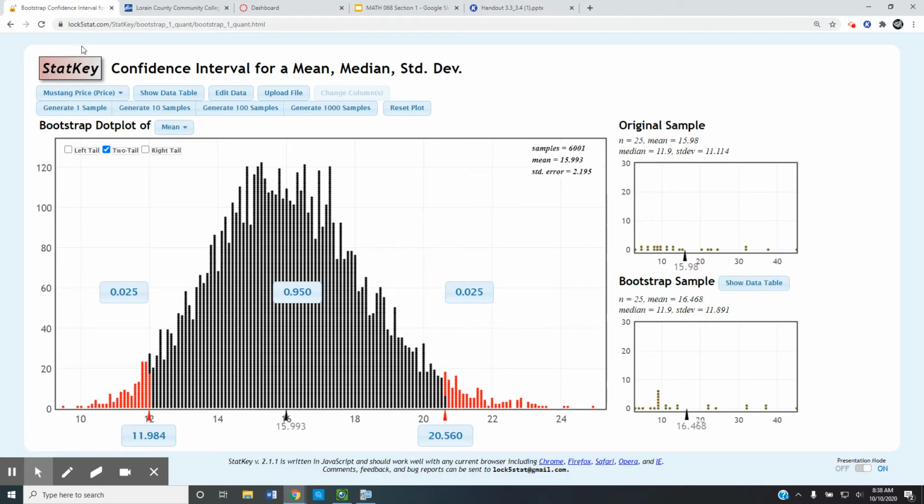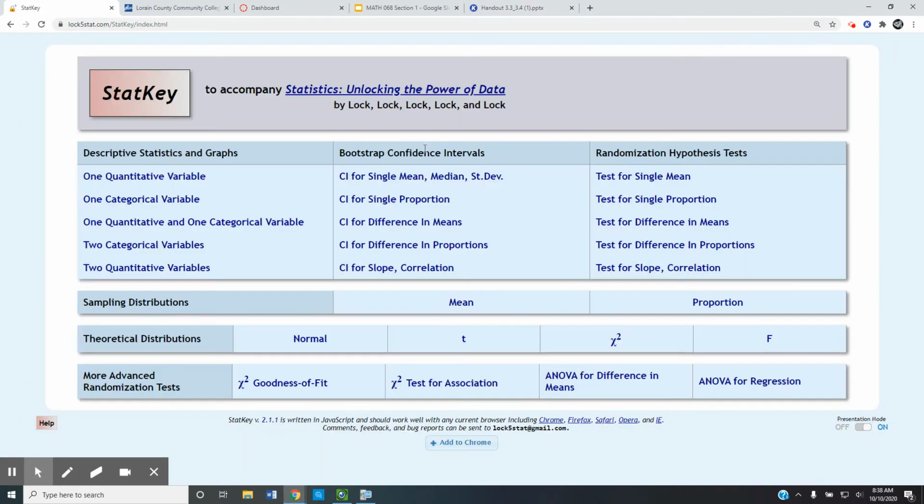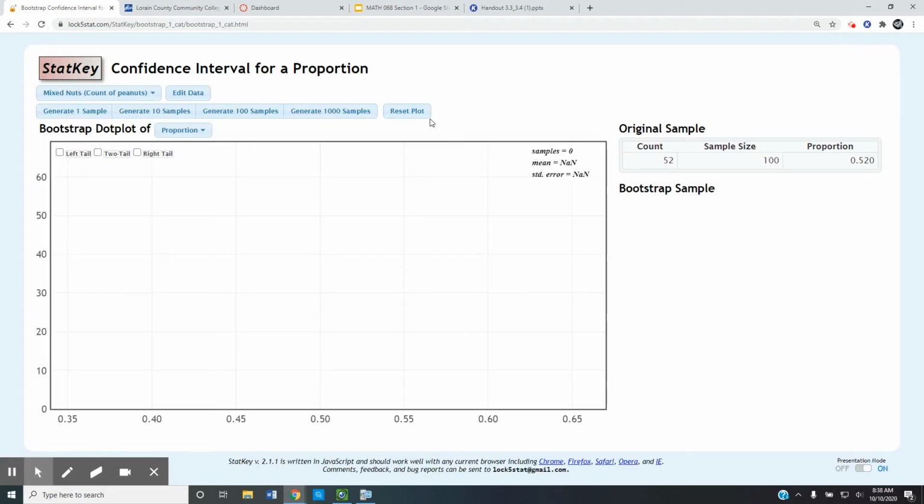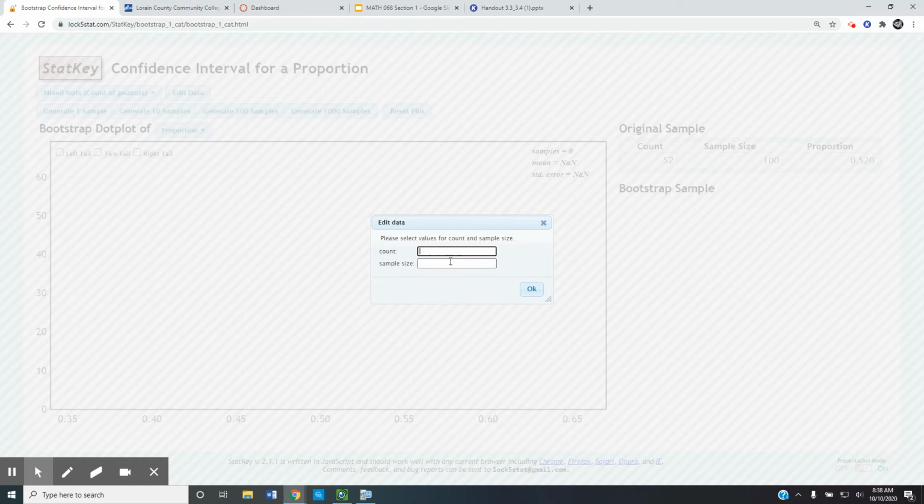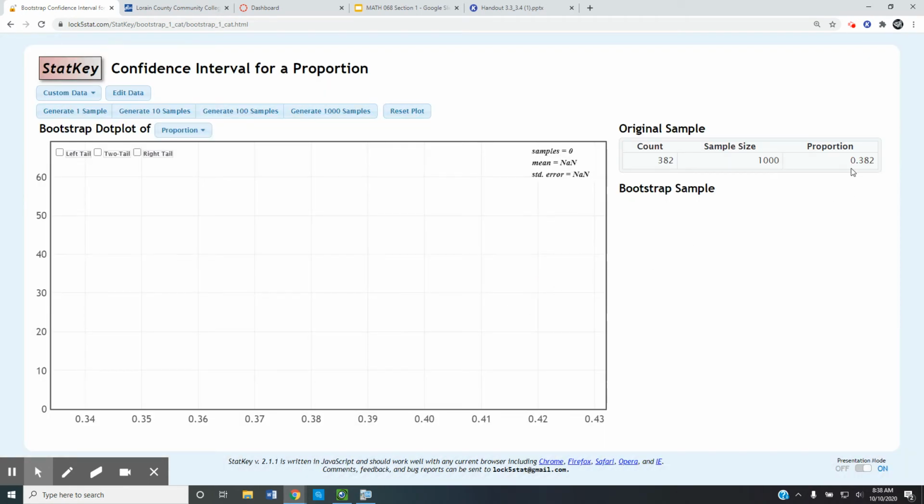So let's go to StatKey. Let's go to single proportion. Now we're going to have to edit our data because, look, it's 0.520. It's got some kind of crazy mixed nut coconut thing up here. So we hit enter. We put 382 in for the count. We put 1,000 in for the sample size, and we get 0.382. That's what we wanted right there.